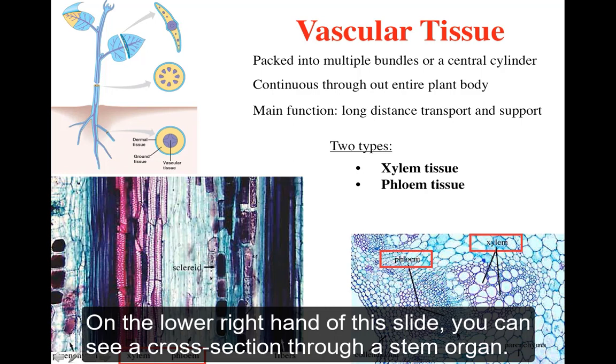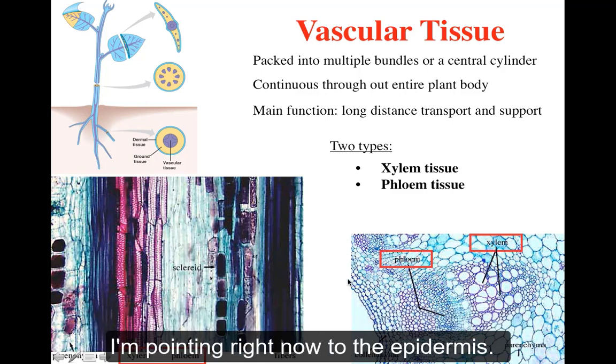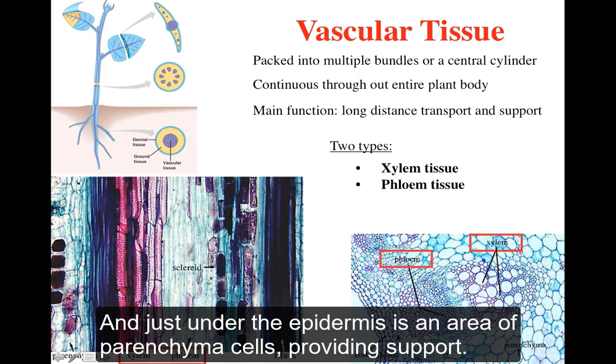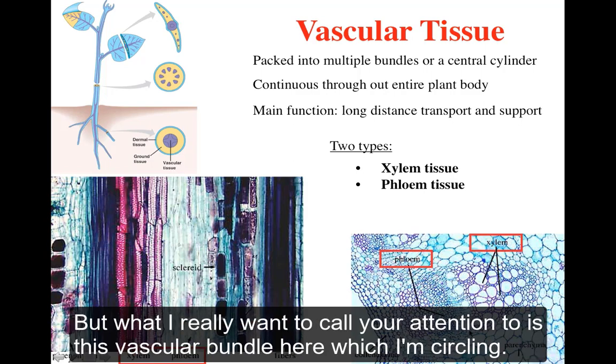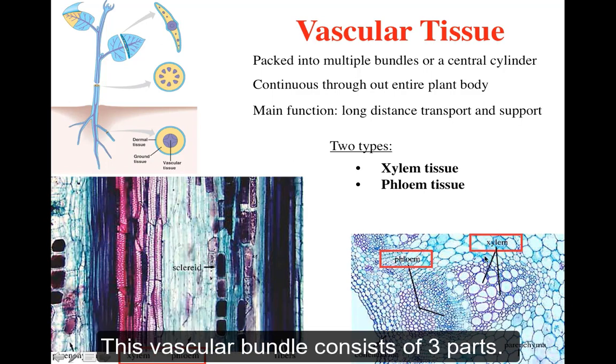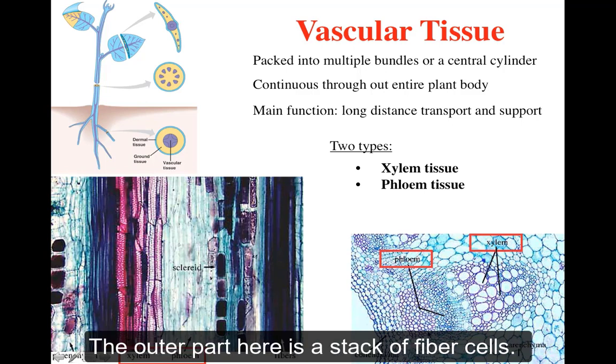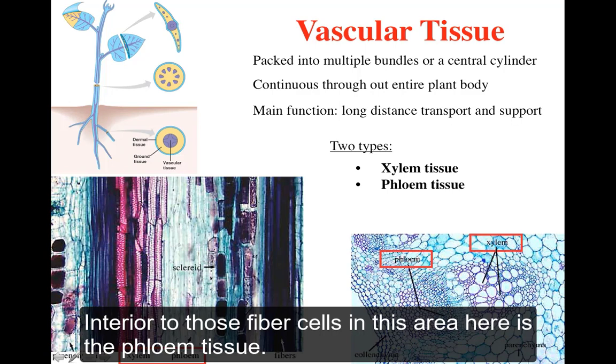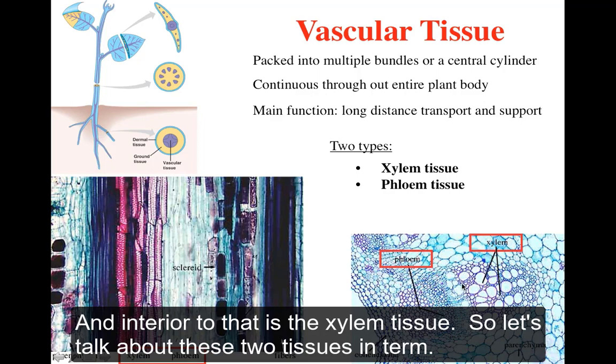On the lower right-hand side of this slide, you can see a cross-section through a stem organ. I'm pointing right now to the epidermis, and just under the epidermis is an area of parenchyma cells providing some support. But what I really want to call your attention to is this vascular bundle here, which I'm circling. This vascular bundle consists of three parts. The outer part here is a stack of fiber cells. Interior to those fiber cells in this area here is the phloem tissue. And interior to that is the xylem tissue.